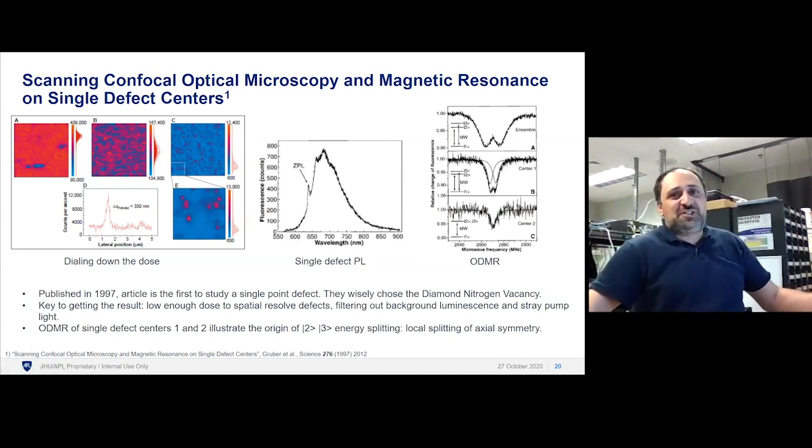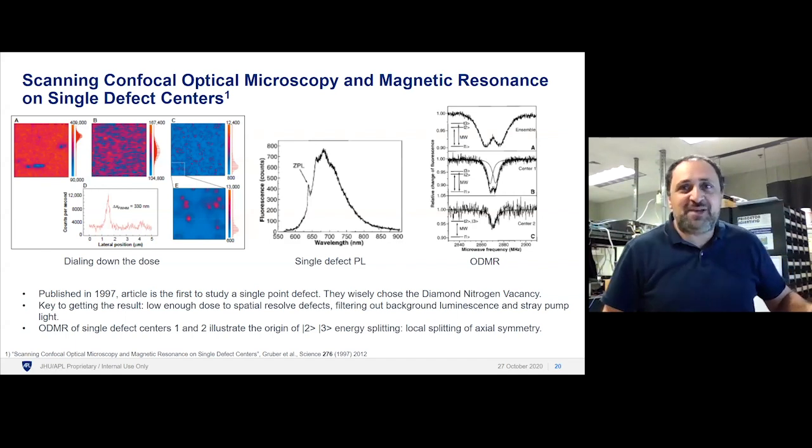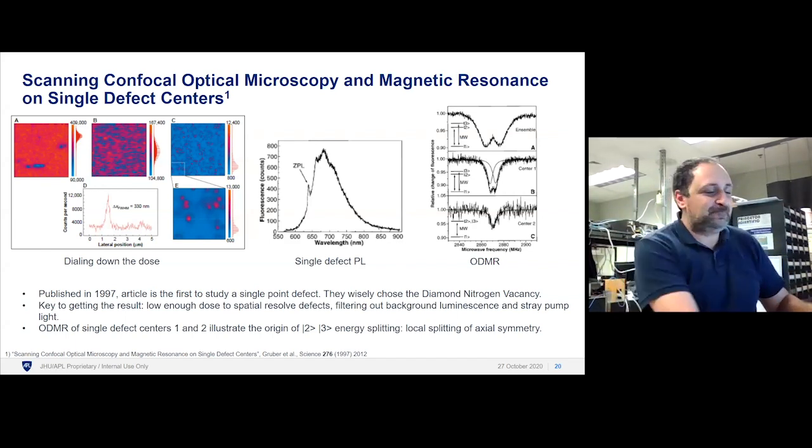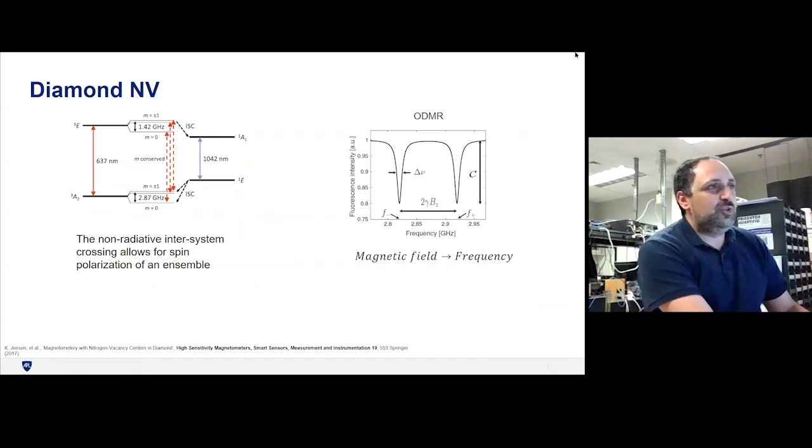So I'm saying all this stuff. What in the world does it have to do with magnetometry? I'll explain. When you apply a magnetic field, that 2.87 gigahertz becomes different frequencies. So this is exciting. By measuring a frequency of an atomic transition, you can measure magnetic field.